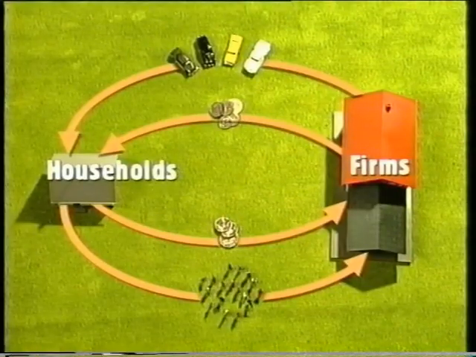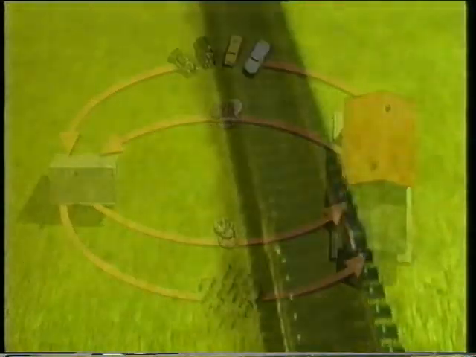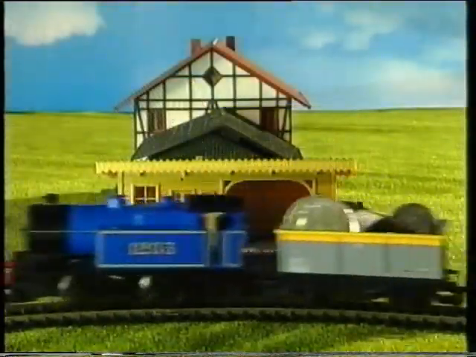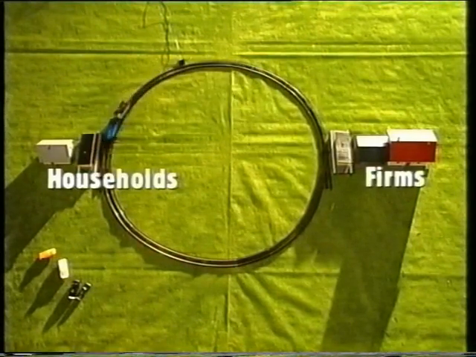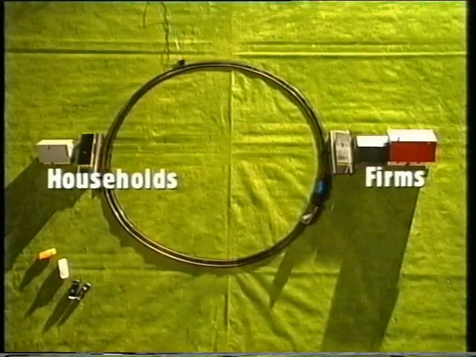We can simplify our model even further by looking only at where the money is going. Imagine that this train carries the money from households to firms and vice versa. We'll call it the money train. You can see that the money goes round and round, from household to firms and back again, hence the circular flow.